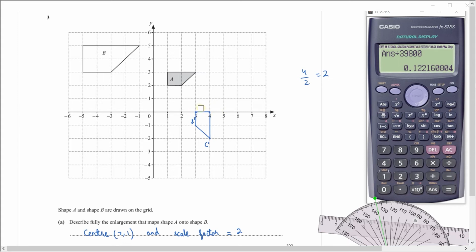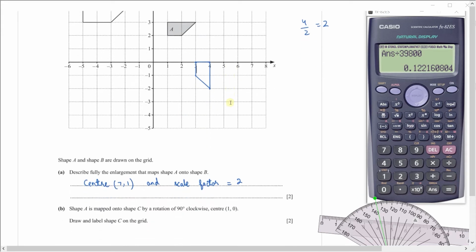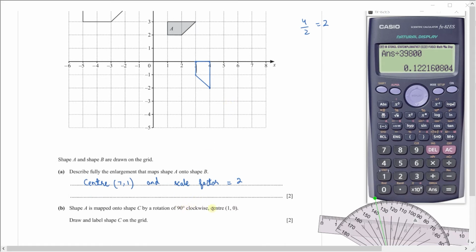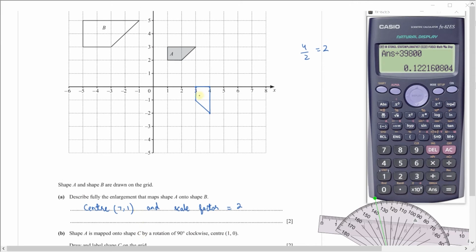Let me just erase these as well. So this will be your shape A after you rotate it 90 degrees clockwise with center (1, 0). It is mapped onto shape C. So I'll label this as C.